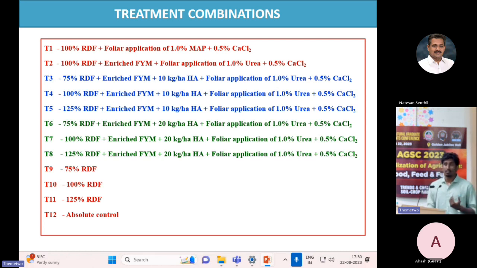Here the recommended dose of fertilizer is 60:40:20, and enriched FYM was applied at 750 kg per hectare. Why we are using calcium chloride as a foliar treatment is for animals' milk production; calcium is very essential. Foliar application of urea is to increase the crude protein of green fodders. So we are applying all these treatments.